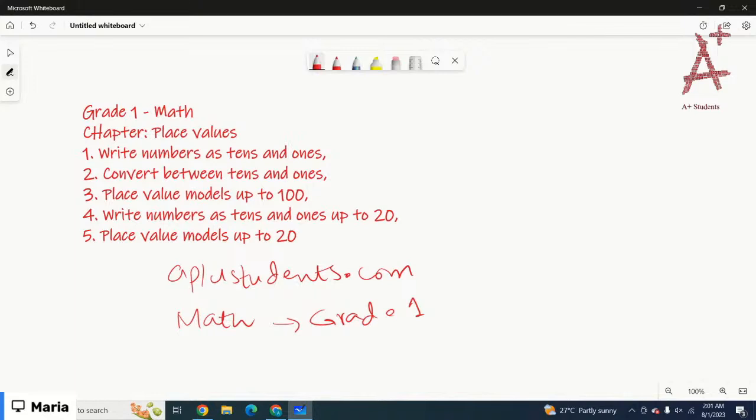We're going to start with the chapter place values, and the lessons we're going to cover today are: write numbers as tens and ones, convert between tens and ones, place value models up to 100, write numbers from 10 as tens and ones up to 20, and place value models up to 20. So let's just start with the first lesson.